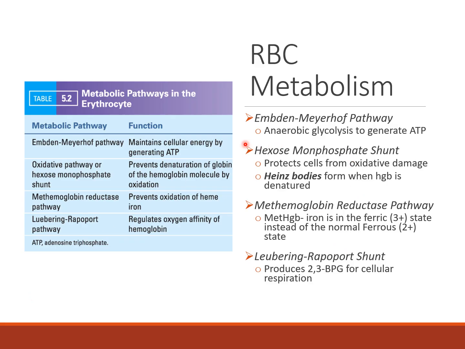We're going to talk a little bit more about the hexose monophosphate shunt coming up with regard to enzyme deficiencies and things that can go wrong there. We know that if the methemoglobin reductase pathway is disrupted, methemoglobinemia is a result, and with the Luebering-Rapoport shunt, the 2,3-BPG for cellular respiration would be depleted. So we know what would happen, but we are going to talk more about the hexose monophosphate shunt in just a bit.